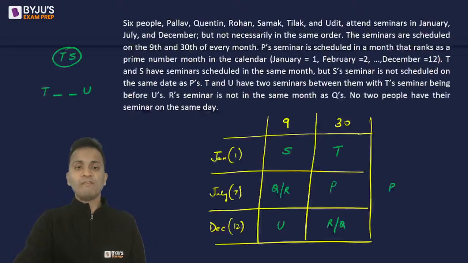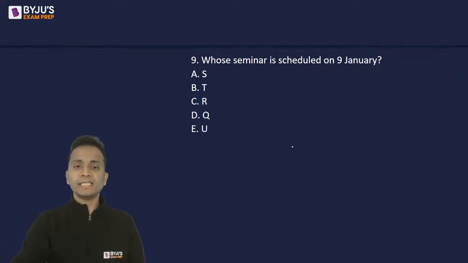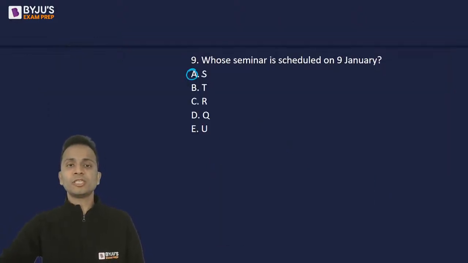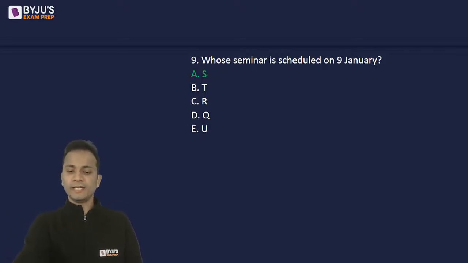So let's have a look at it. 9th of January, it is the seminar of S. So S is option A. That is the correct answer. And yes, it is correct.